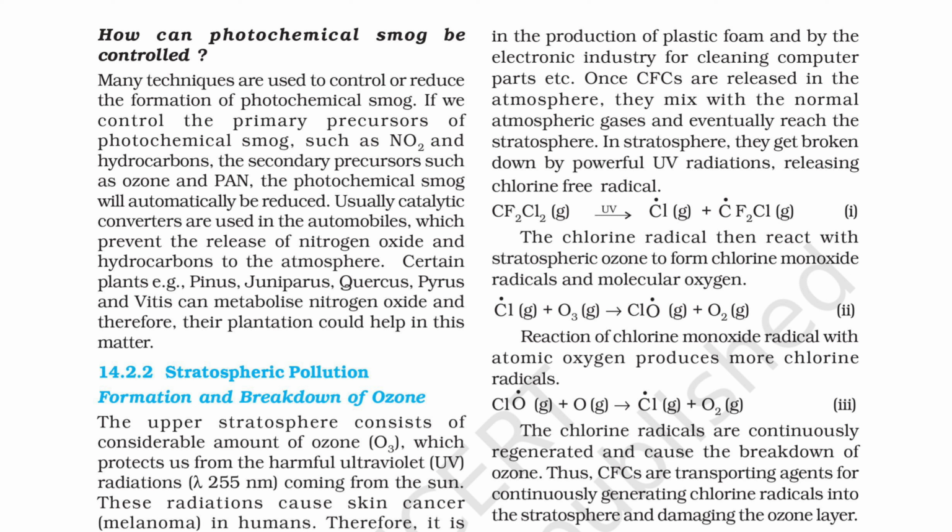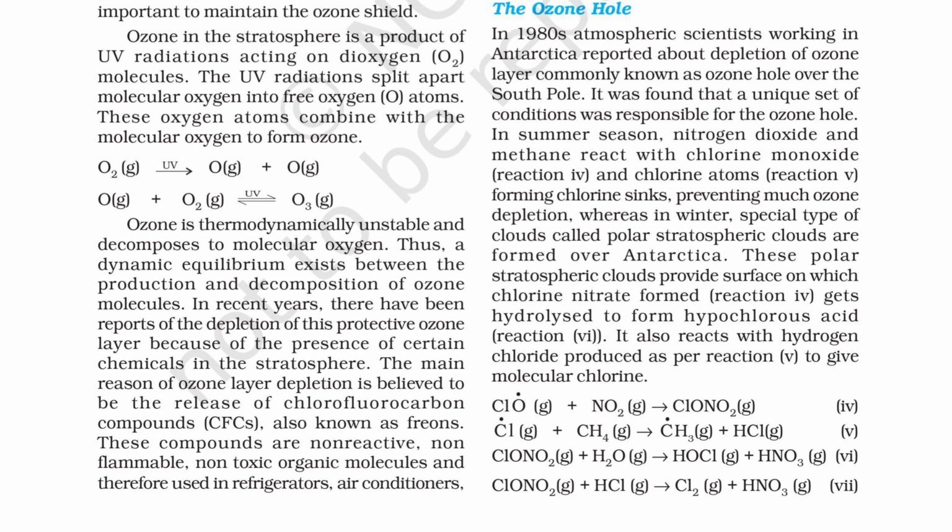The upper stratosphere consists of a considerable amount of ozone, O3, which protects us from the harmful ultraviolet UV radiations of wavelength 255 nanometers coming from the sun. These radiations cause skin cancer, melanoma, in humans. Therefore, it is important to maintain the ozone shield. Ozone in the stratosphere is a product of UV radiations acting on dioxygen O2 molecules. The UV radiations split apart molecular oxygen into free oxygen O atoms. These oxygen atoms combine with the molecular oxygen to form ozone.